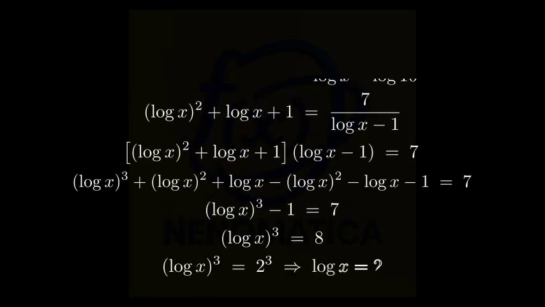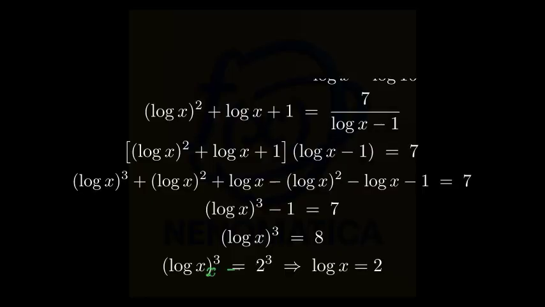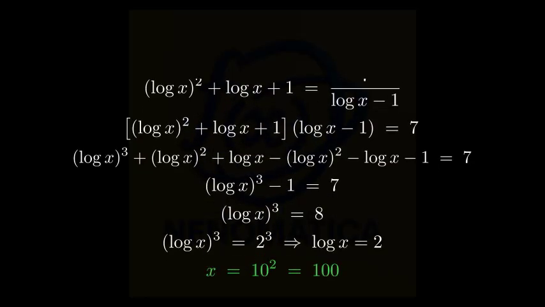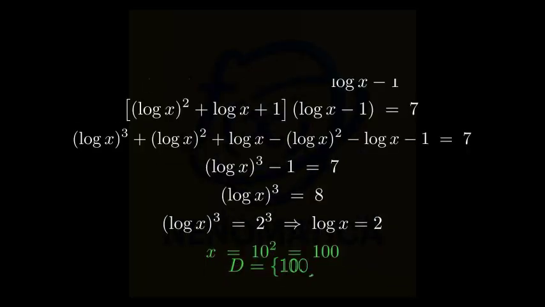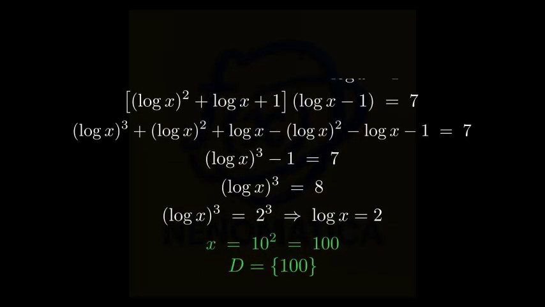Step 8. Convert from logarithmic form to exponential form. Therefore, x equals 10 squared, which is 100. Finally, check the domain: x must be positive, and log of x over 10 must not be 0, which means log x is not 1. Our solution x equals 100 satisfies this, so the solution set is {100}.